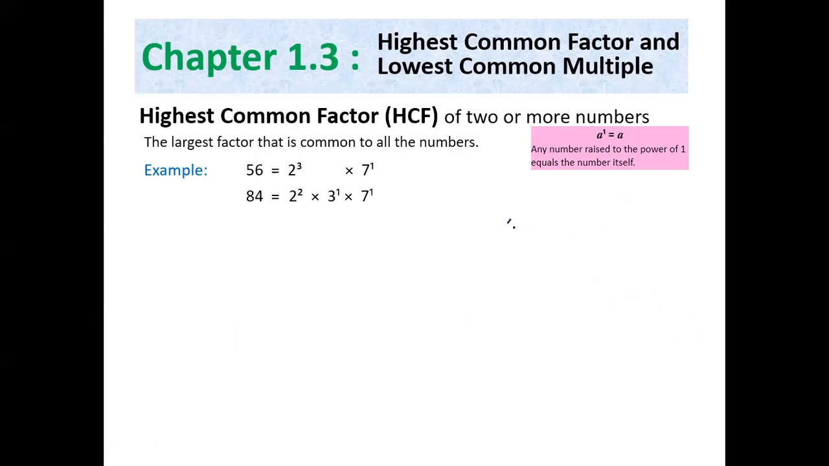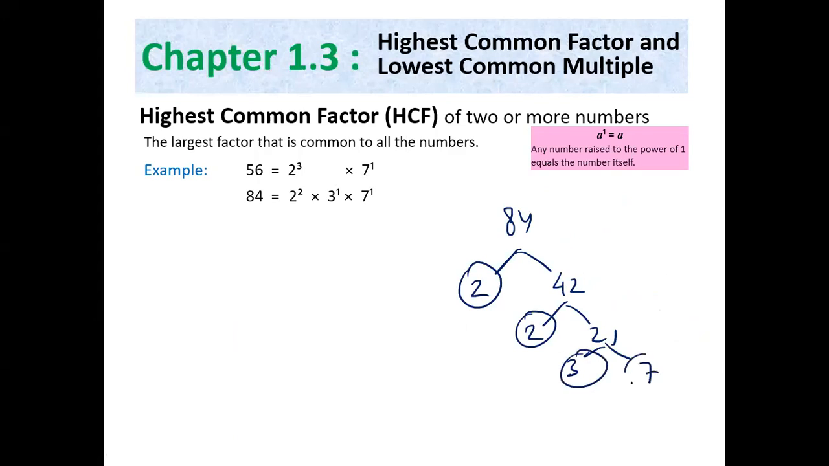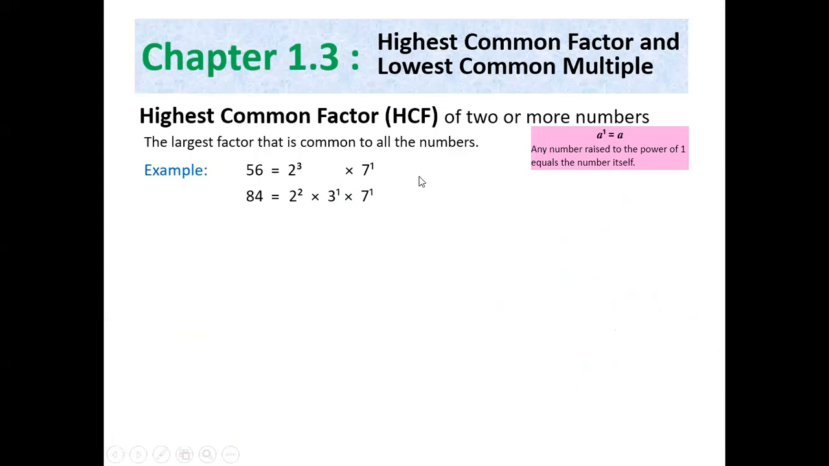Next, 84, how do you calculate 84? As simple as this: 2, 42, circle the 2, 21, circle the 2, 3, 7. So we have 2 squared times 3 to the power 1 times 7 to the power 1. If you don't want to write 1, it's okay. No problem at all.